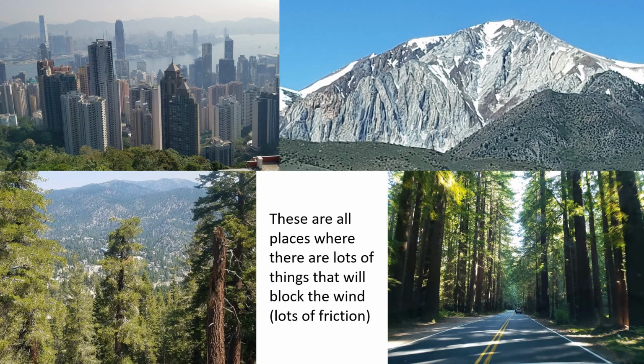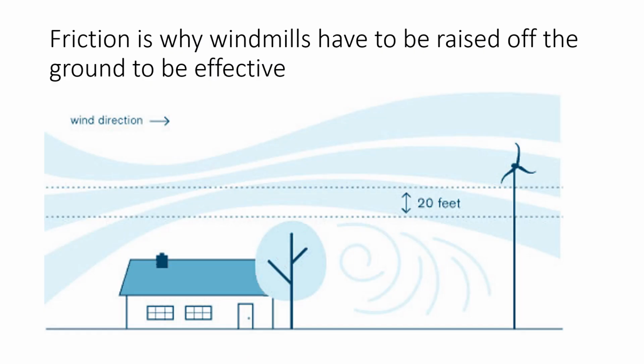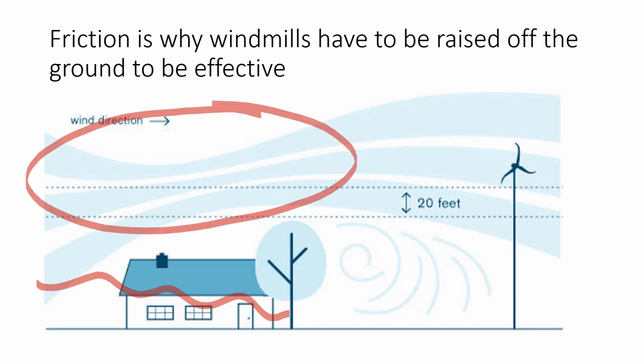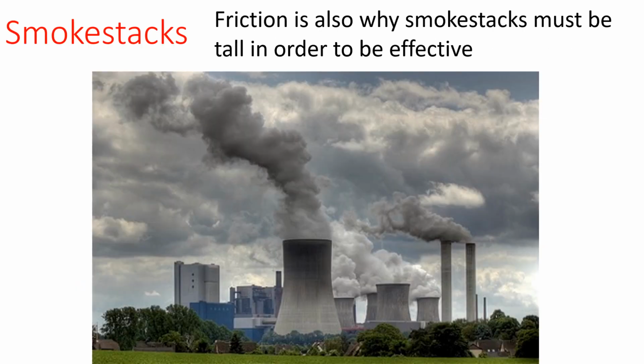These are all places where there's a lot of friction. There are buildings and mountains and trees that block the wind, and hence the wind is not going to be as strong in those areas. Friction is also the reason why windmills have to be raised off the ground to be effective. Down here, there's too much stuff that gets in the way of wind. So the wind hits something and bounces off, and it slows down or dissipates. However, the higher up you go, there's less stuff in the way of wind, and hence less friction, and wind is going to blow faster.